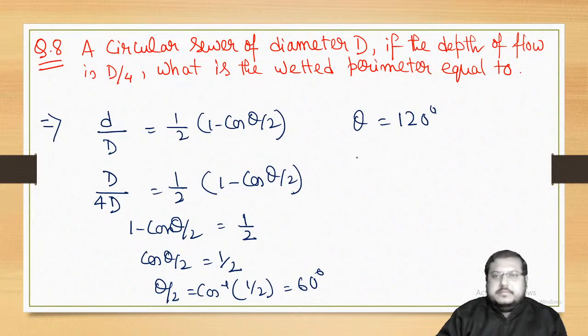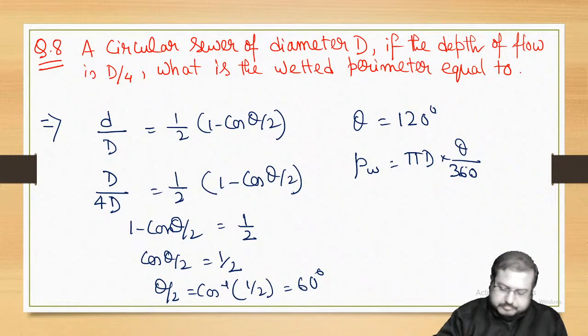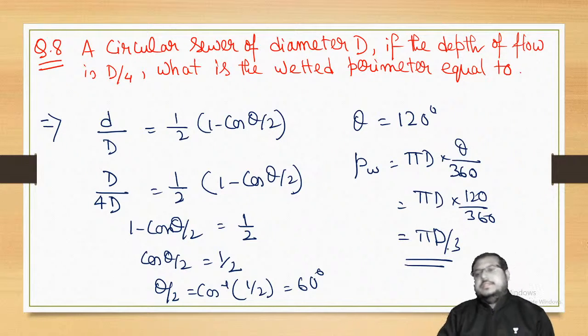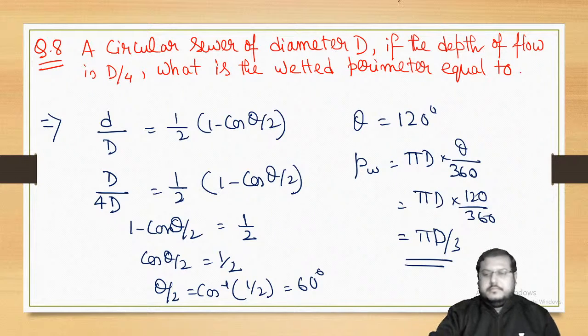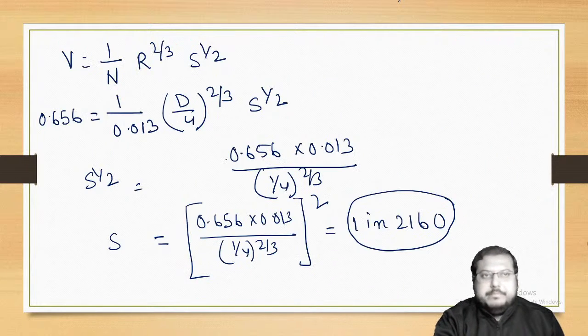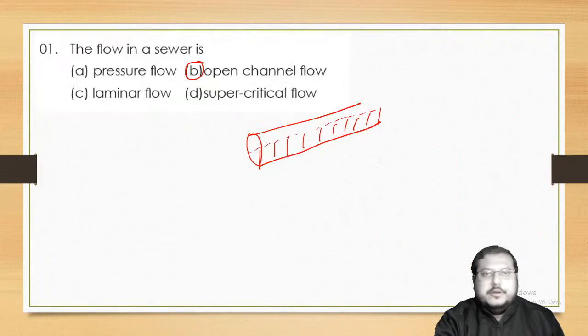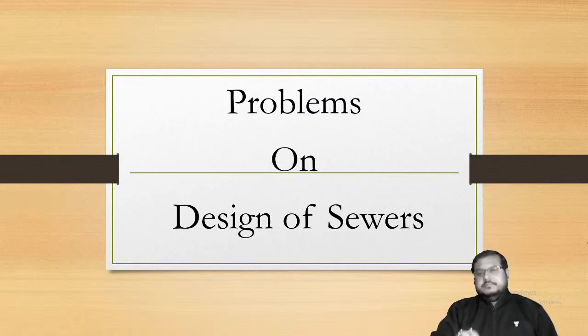Wetted perimeter is small pw. It is pi d into theta by 360. Pi d into 120 by 360 is pi d by 3, will be your final answer. So these are the major type of questions we have seen for the design of sewer. Quickly have a look.